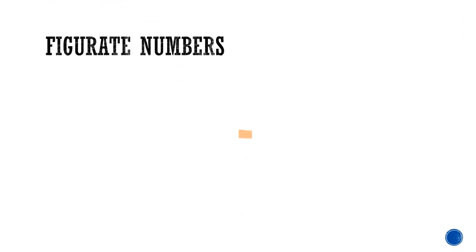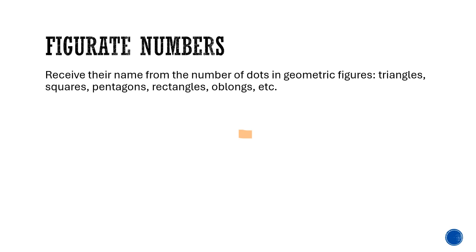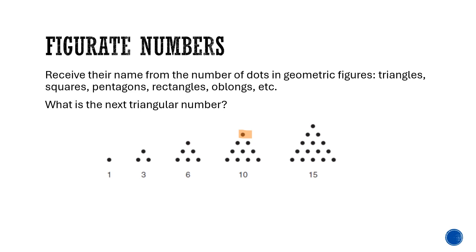Okay, figurate numbers receive their name from the number of dots in geometric figures. They could be triangles, squares, pentagons, rectangles, oblongs, which are long rectangles. And these are the first 5 triangular numbers. You can see they make a triangle. And I want to know what the next triangular number is.